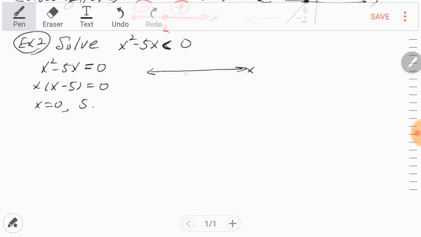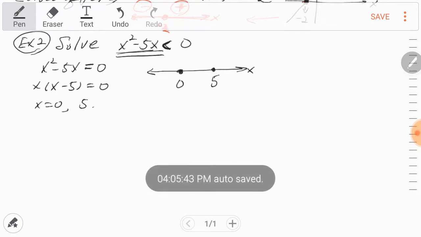So draw a number line and plot these points from the lowest number. This is 0. This is 5. These two x-intercepts, or these two zeros of the function, give us three intervals: one less than 0, one between 0 and 5, and one greater than 5. For each interval, let's find the sign of this expression, x squared minus 5x.